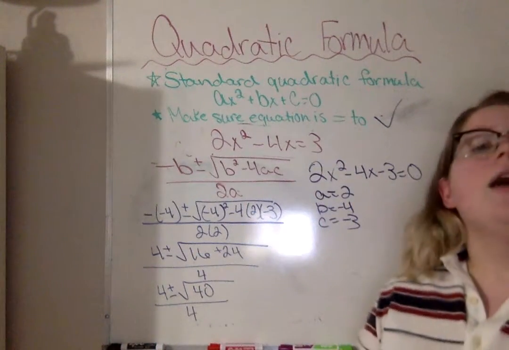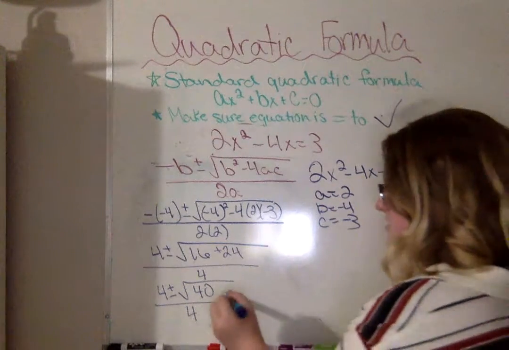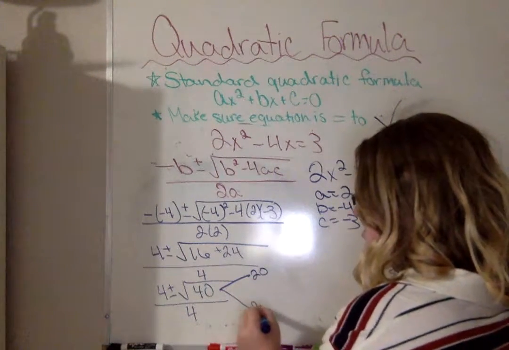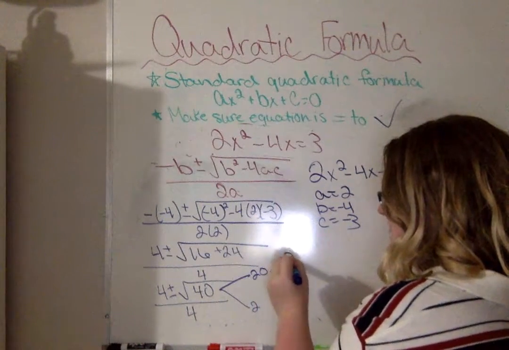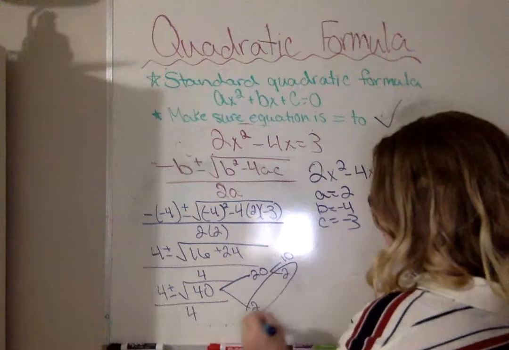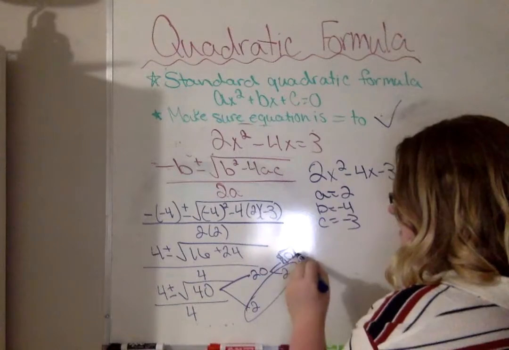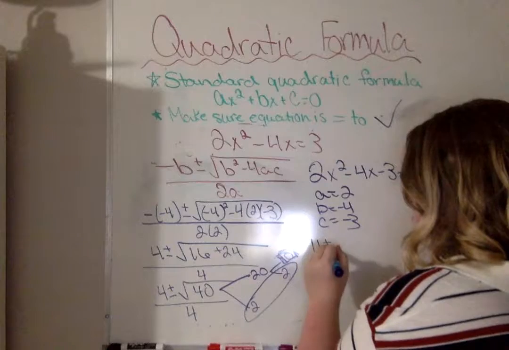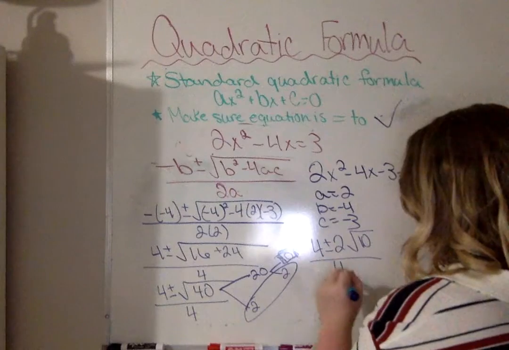Okay? Now, if you remember back in Algebra 1 how you solved the square root. So here we're going to get 20 times 2 equals 40, and then 2 times 10. Okay? Now, there are two 2's, so we can take those out, but the 10 cannot be taken down anymore. That is it. So we're going to get 4 plus or minus 2, the square root of 10 over 4.